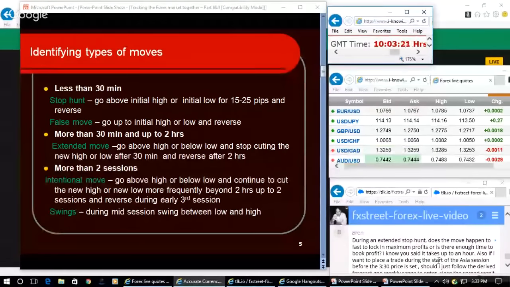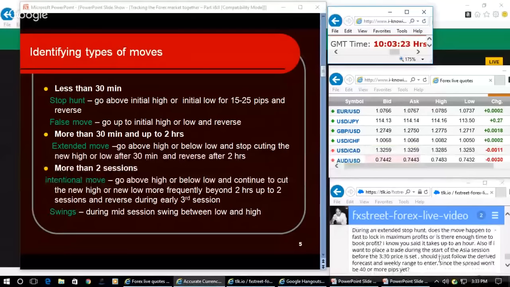During an extended stop-hunt, does the move happen fast enough to lock in maximum profit, or is there enough time to book profit? Oh, there will be enough time for you. For 30 minutes they will hold near the high. After forming the new high, they will not breach the high for 30 minutes and will start coming below the initial low and hold it. You will have enough time to book profit. I know you said it takes up to an hour.